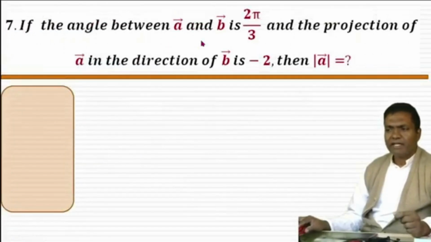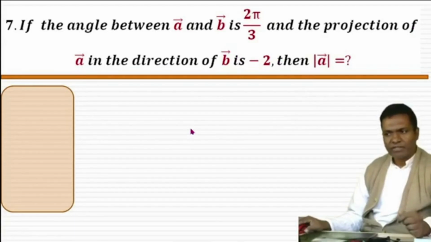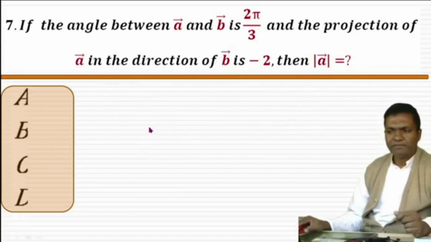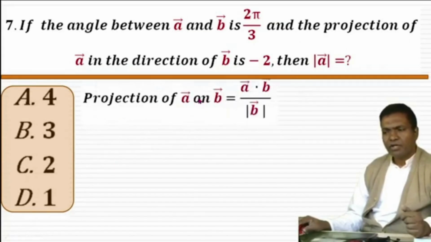The angle between vector A and vector B is 2 pi by 3 and the projection of vector A in the direction of vector B is minus 2. Then magnitude of vector A is how much? See here, the formula for projection of vector A on vector B must be known to you. Options are here. Projection of vector A on vector B is given by this. This is known to everyone. Vector A dot vector B by magnitude of vector B.